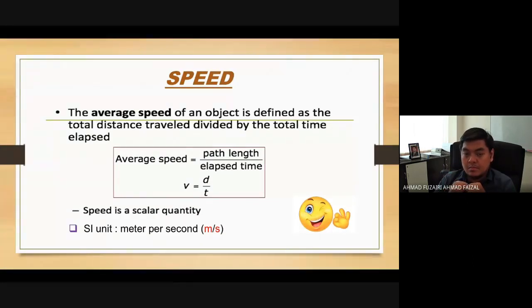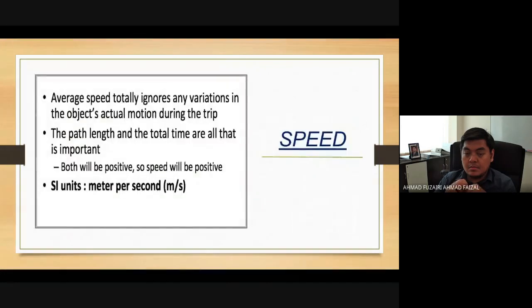What is average speed? Average speed of an object is defined as the total distance traveled divided by the total time elapsed. By the formula, you may write average speed v equals path length d over total time taken t. Average speed totally ignores any variation in the object's actual motion during the trip.